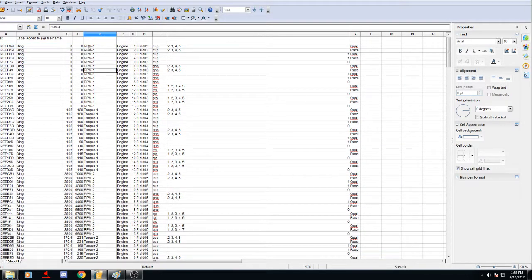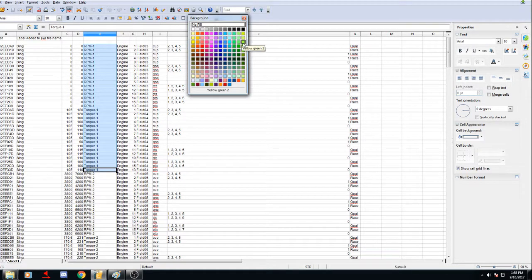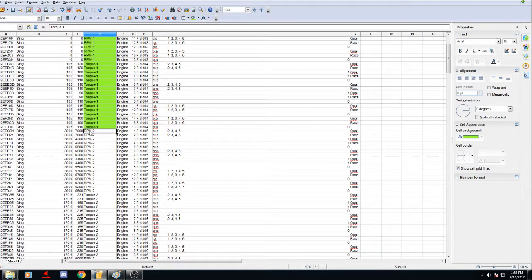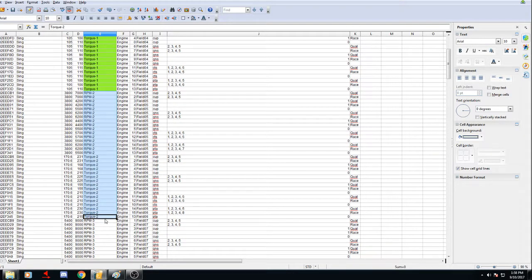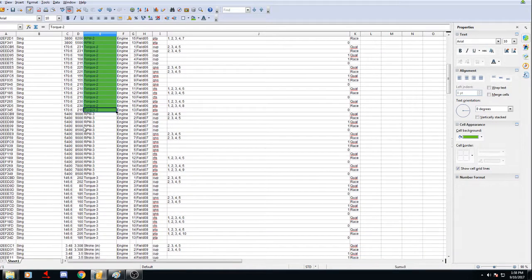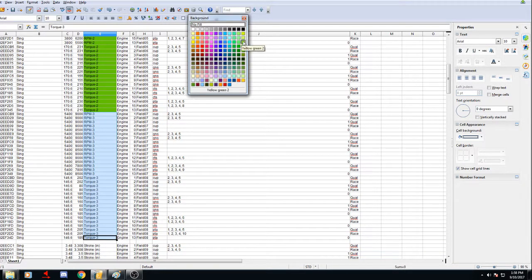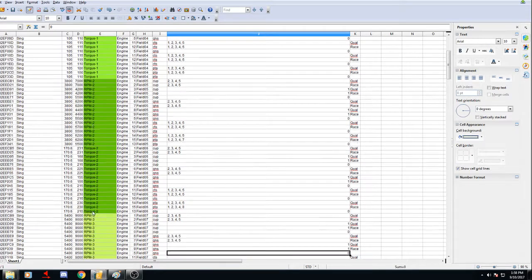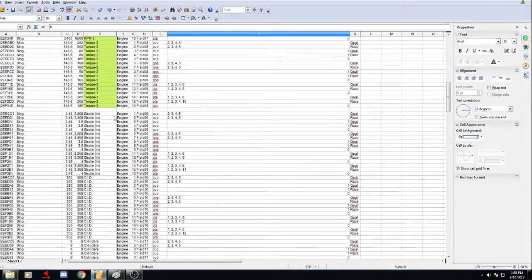So we got RPM 1 and torque 1. Let me just color it because I know people like colors. RPM and torque 2 right here. RPM and torque 3 we got as well. So we got the whole power band right here.